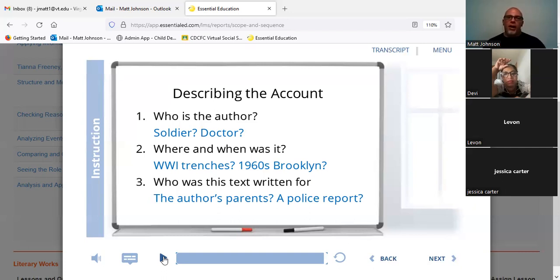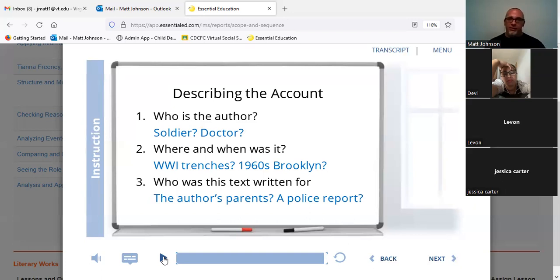And of course, where and when goes with historical context, thinking about the events that are happening around it, 1960s Brooklyn or World War I trenches, also really important. And then, of course, who it was written for. A lot of times we have to remove ourselves from that thinking because most of the time those things, particularly historical documents, were not necessarily written for us.